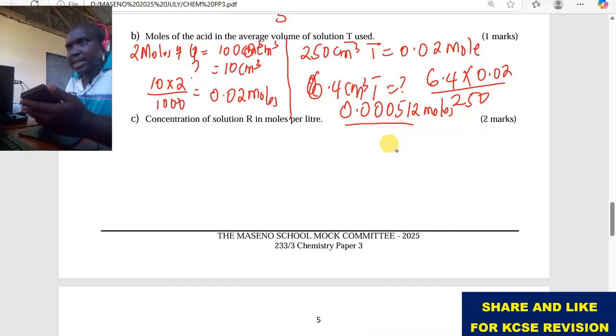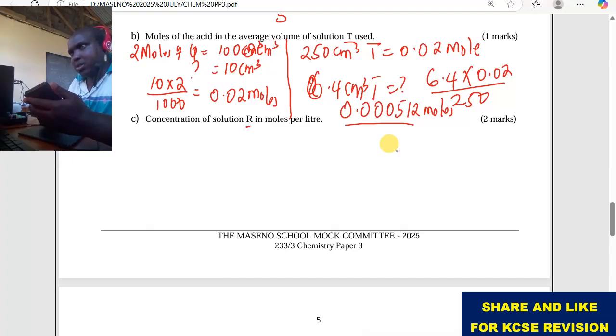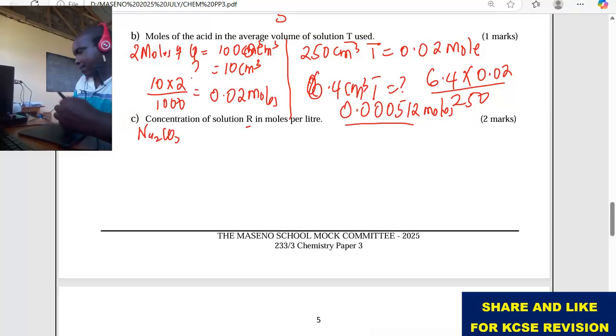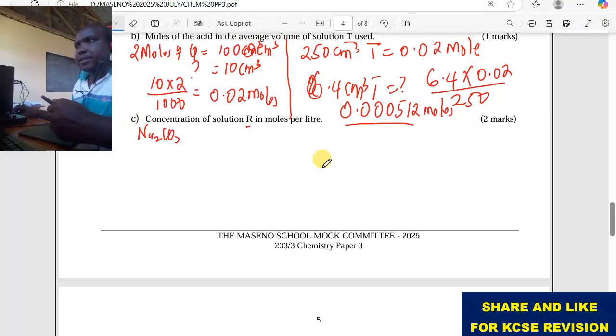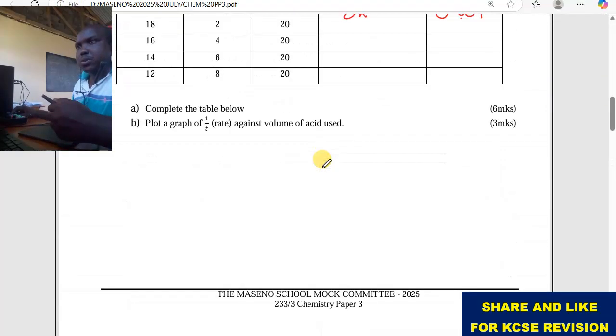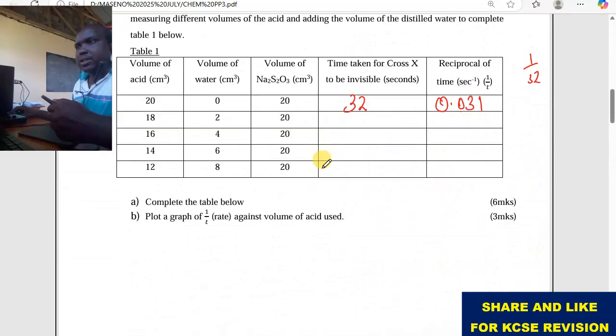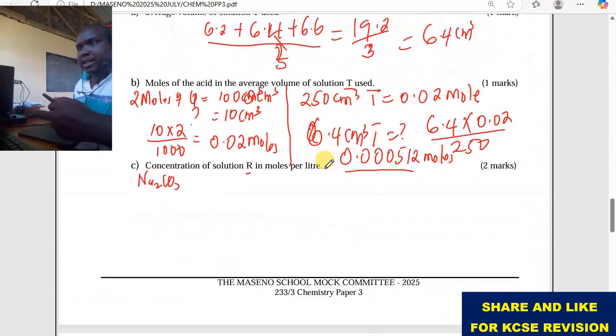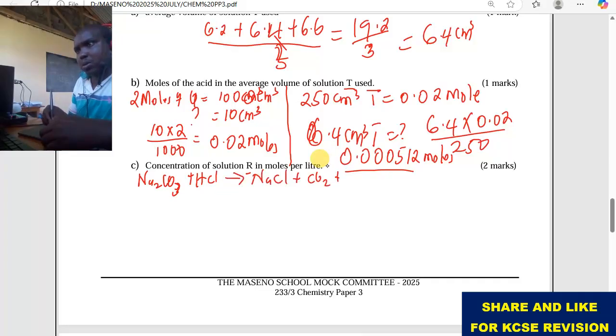Now at C, determine the concentration of R. R is the carbonate. So the carbonate reacted, and you must know how to write the reaction between the carbonate and the HCl. That one is the most important. It was sodium carbonate. The solution was sodium carbonate plus HCl. Actually, it goes to form sodium chloride plus CO2 plus water.